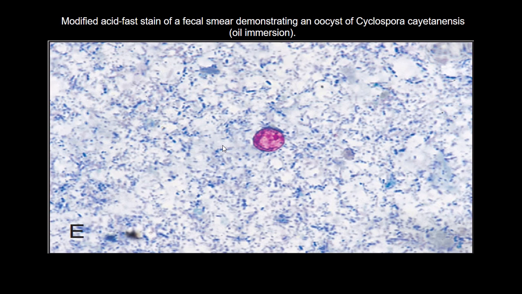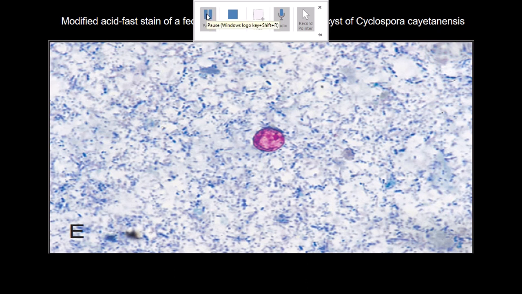So you can see here the modified acid-fast staining, that we can use for others, like Cyclospora cayetanensis, for example, which can be stained with the modified acid-fast as well. So in many of those protozoa, we can use the acid-fast staining to stain the cysts.